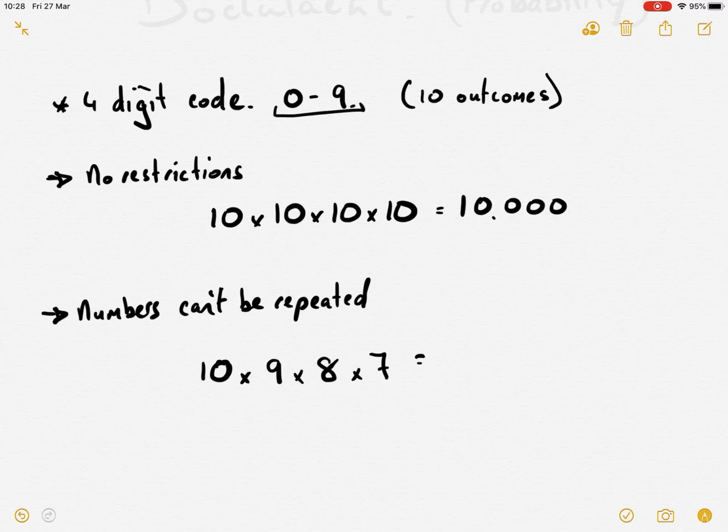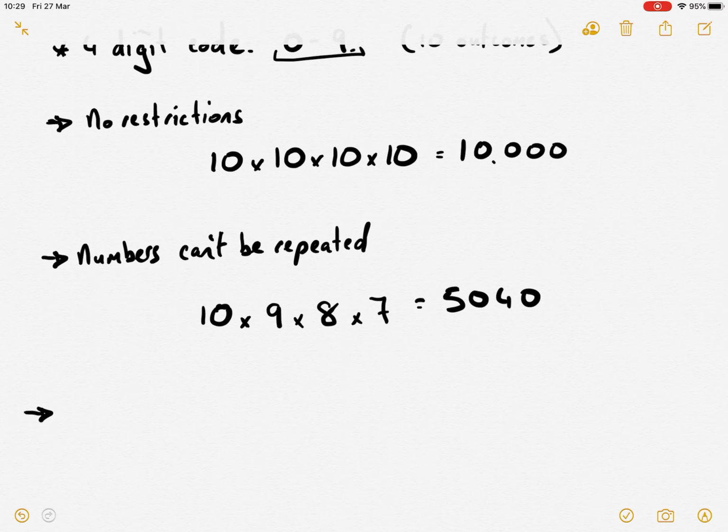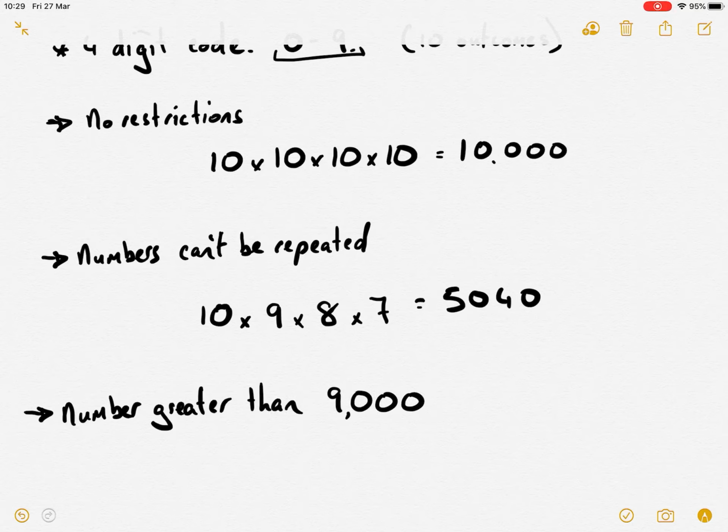And that would get me a much lower number of 5040. And let's look at one other way of writing it. So what if it was a number greater than 9,000? See, that's my 4-digit code there.